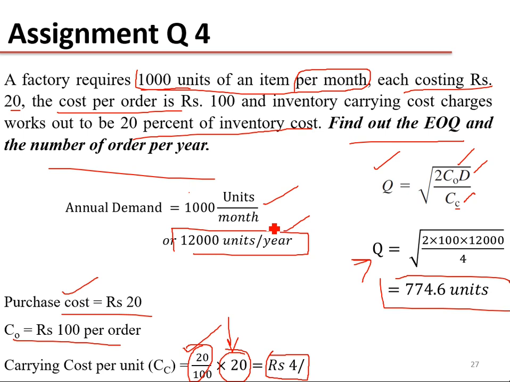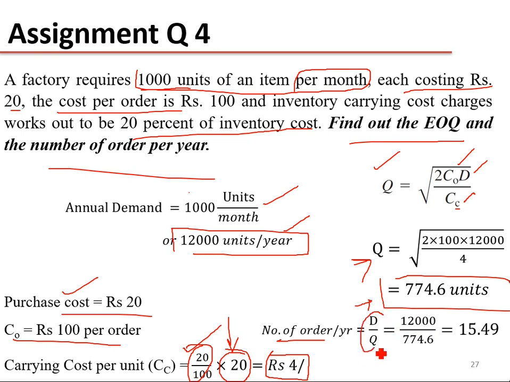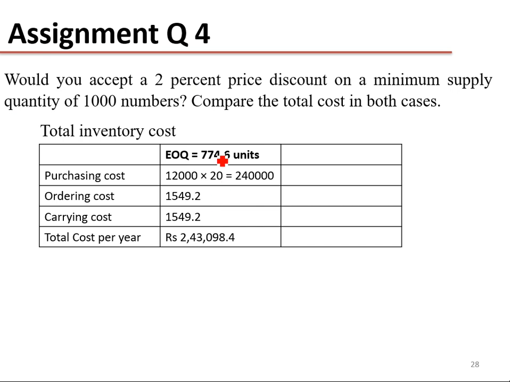But here one thing is added in the question, that is the percentage discount is given. So based upon this order quantity Q, we are going to check the number of orders in a year. It is very simple: the total demand we know, and now that you know the Q value, we know the total number of orders.